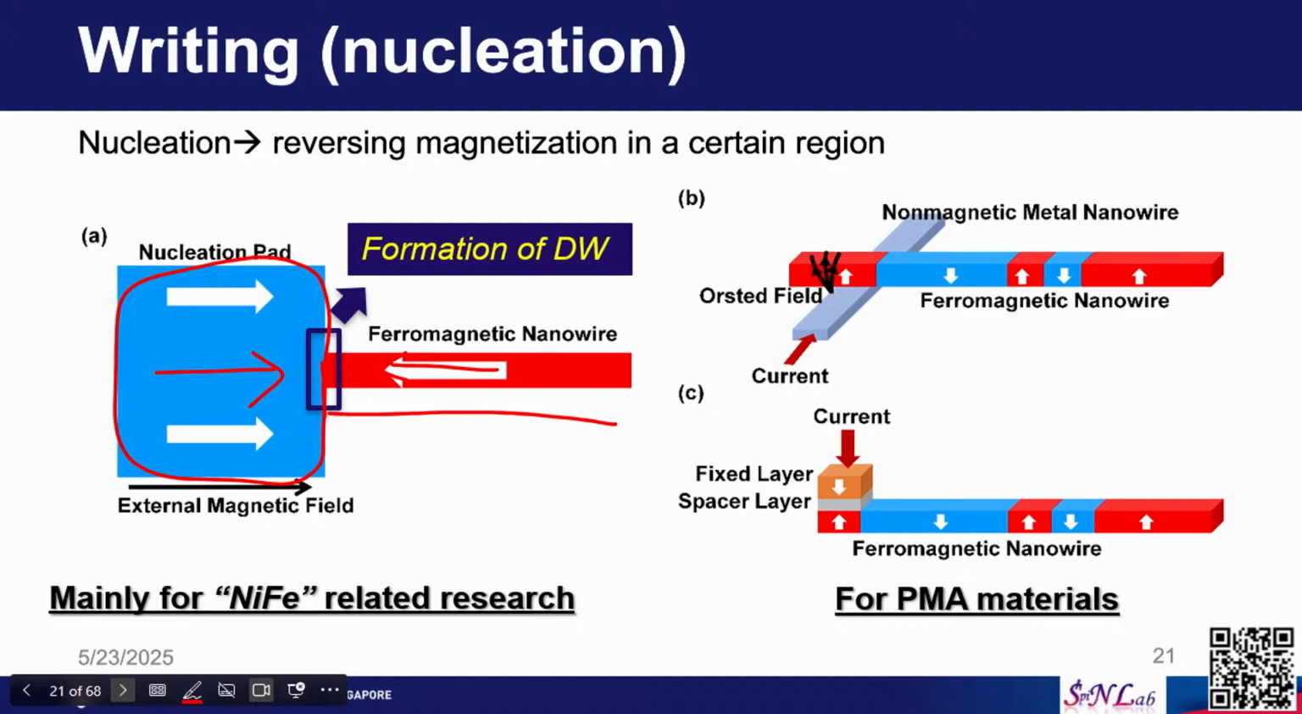Another way to create a domain is like the concept that we learnt in field switching MRAM. Let us say you send a current through a wire. You will produce a magnetic field based on the Biot-Savart law. Then you can use that magnetic field to create domains. The third concept to create a domain is to use spin transfer torque. Let us say this is the wire in which you want to create domains.